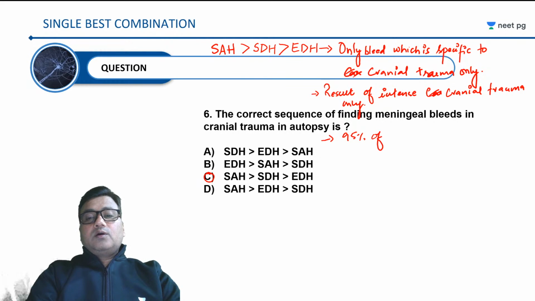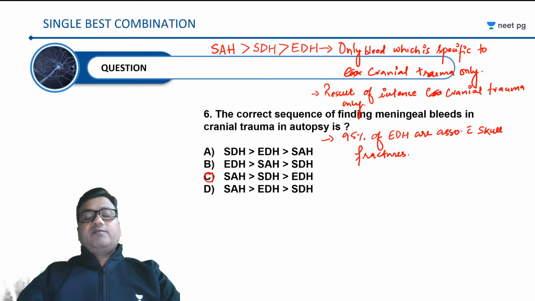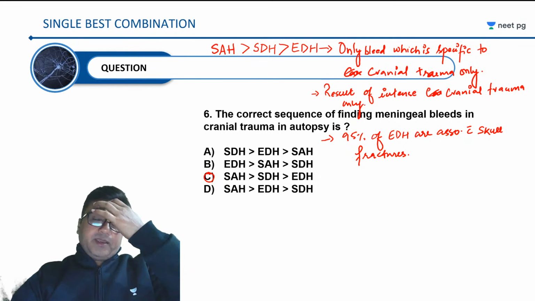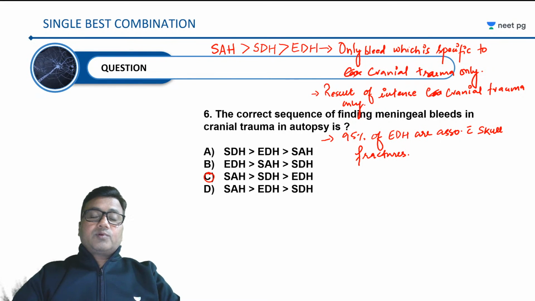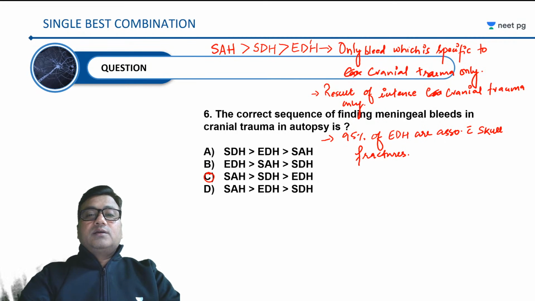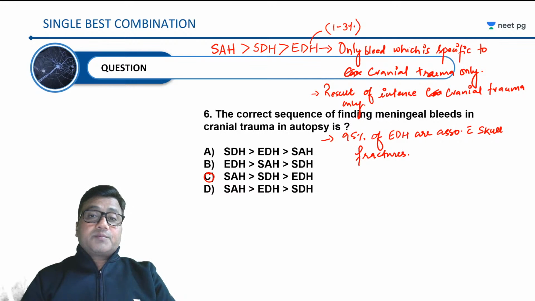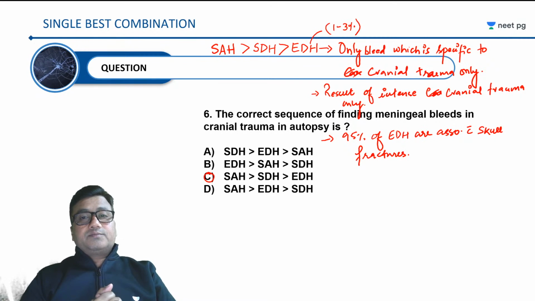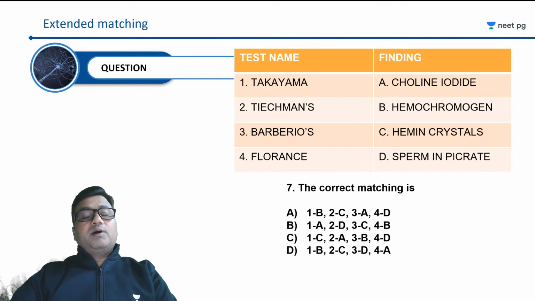The thing to remember is 95% of extradural hemorrhages are associated with skull fractures. 5% is a rarity when there could be an extradural hemorrhage, but there may not be any skull fracture in the vicinity. And as such, the appearance of extradural hemorrhage in cranial traumas is only in 1 to 3% of cases. So extradural hematomas are extremely rare, and out of those rare cases, it is still an extreme rarity that it may not be associated with a skull fracture. So these are some important points to remember about the hemorrhage.